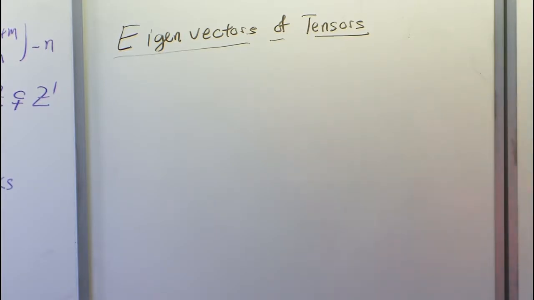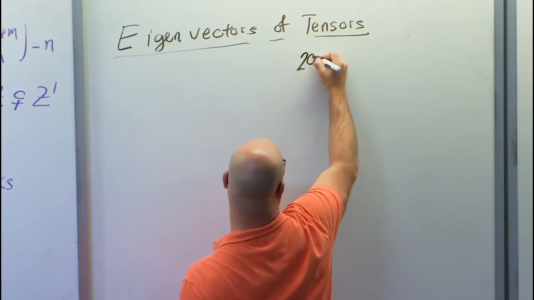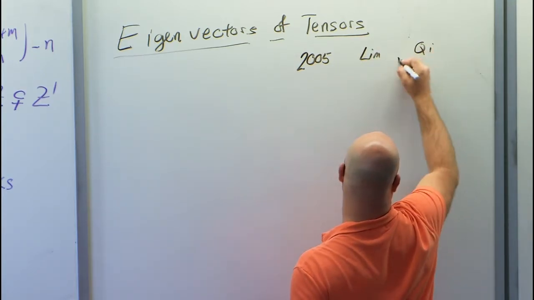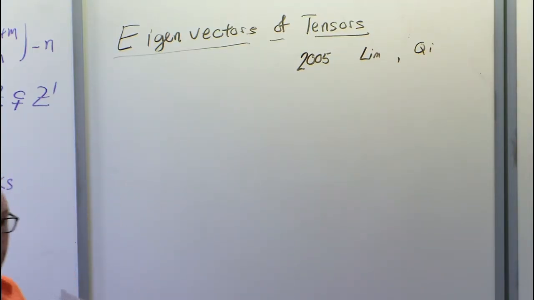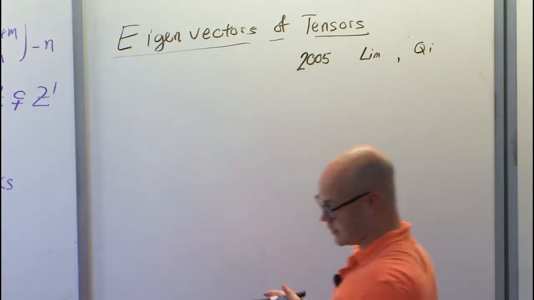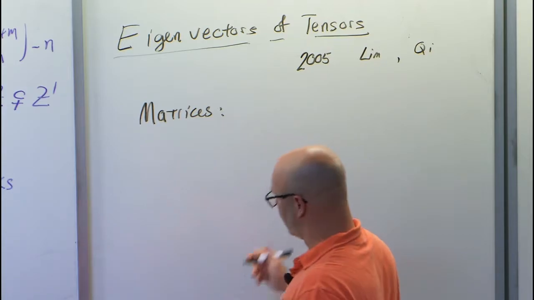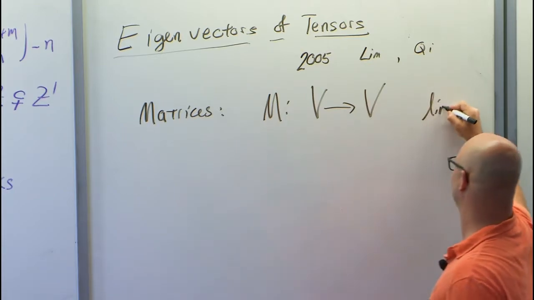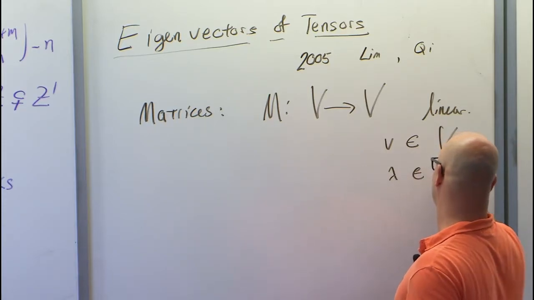Next topic I want to talk about is eigenvectors of tensors. These were invented in around 2005 by Lim and independently by Qi. And there's been since a lot of work on spectral theory of tensors, and I just want to introduce this because it's key to the next algorithm for decomposing symmetric tensors. So let's just recall matrices, just so we know. Let's suppose I have a matrix that goes from a vector space V to V, a linear map, and I have v inside of V, and I have lambda inside of my field.